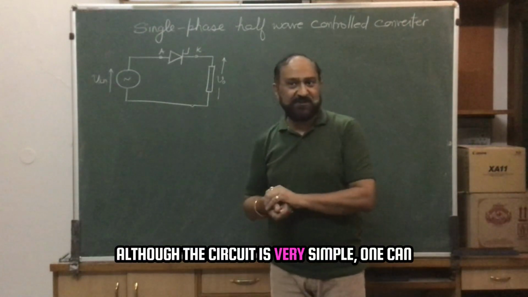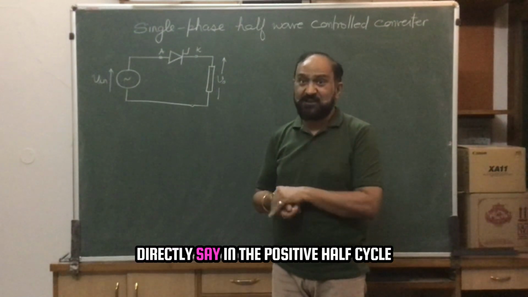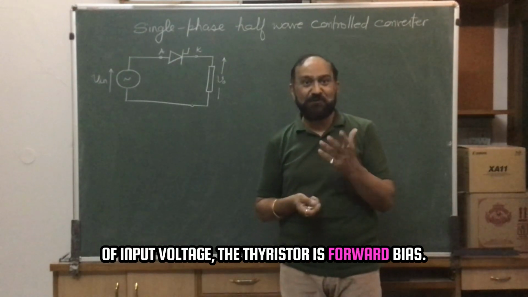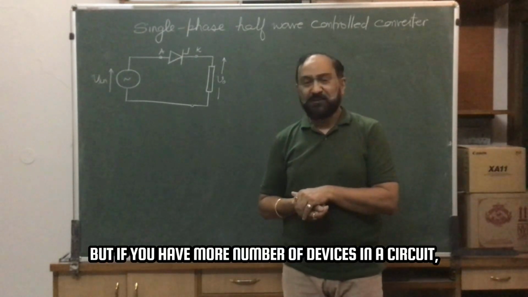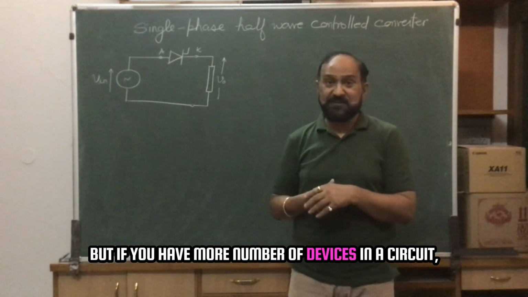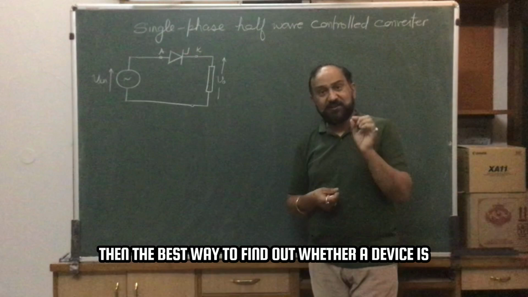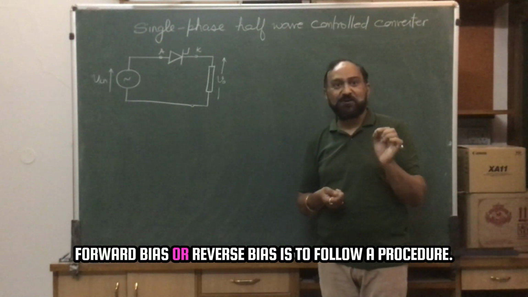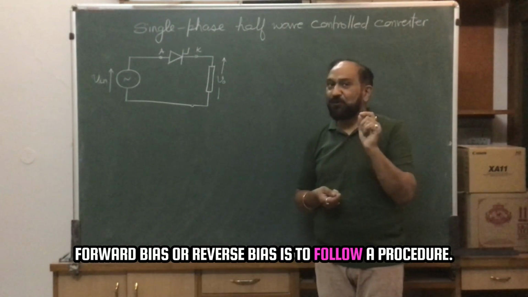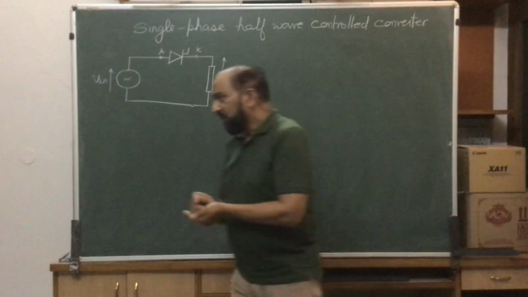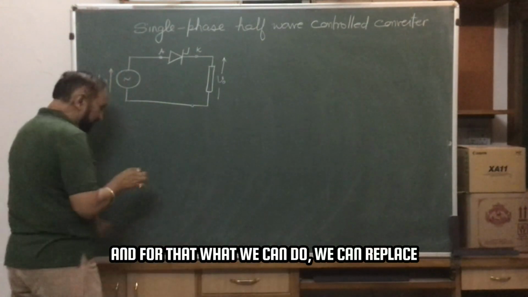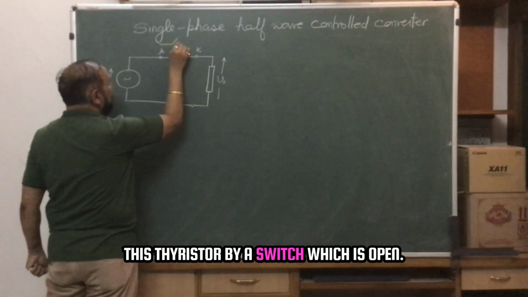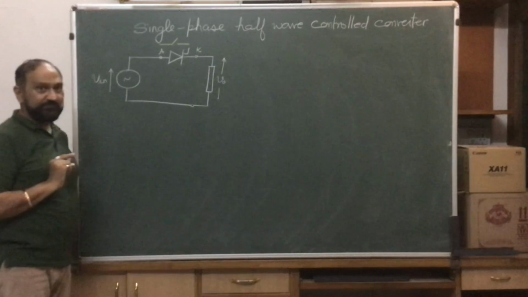Although the circuit is very simple, one can directly say that in the positive half cycle of input voltage the thyristor is forward biased. But if you have more devices in a circuit, then the best way to find out whether a device is forward biased or reverse biased is to follow a procedure. For that, we can replace this thyristor by a switch which is open.